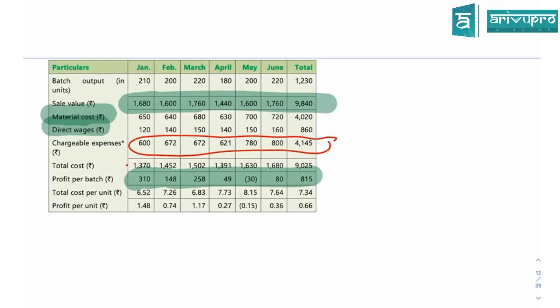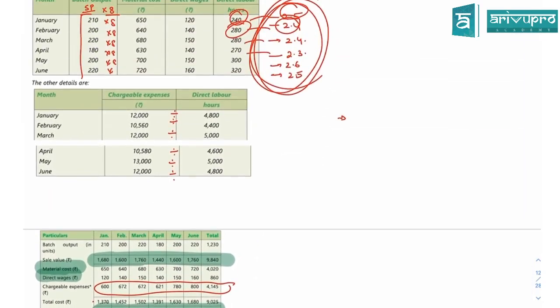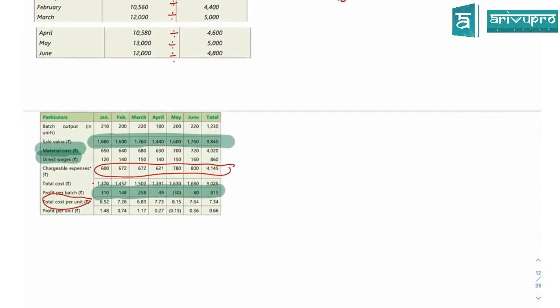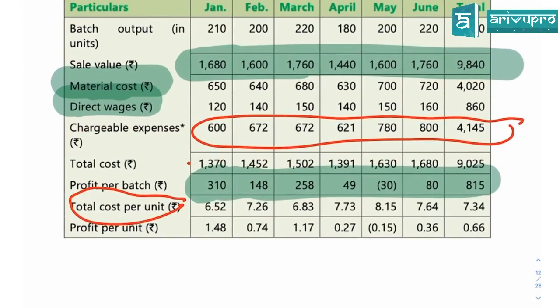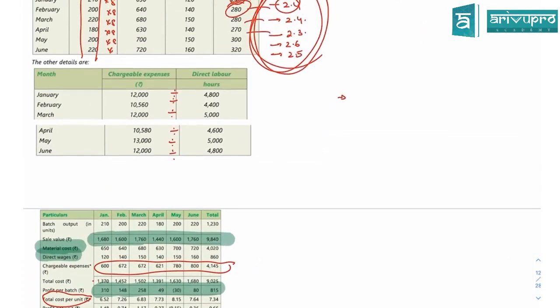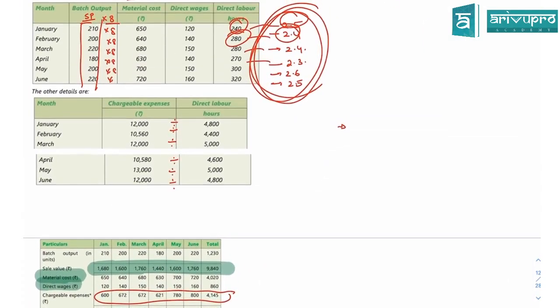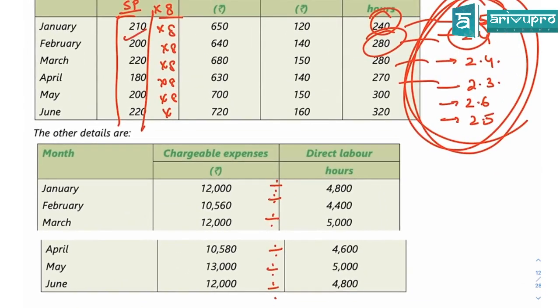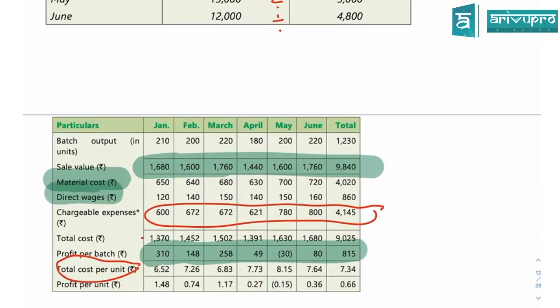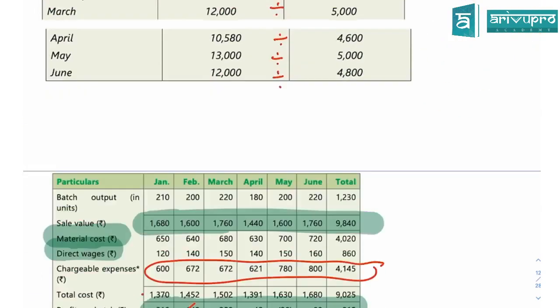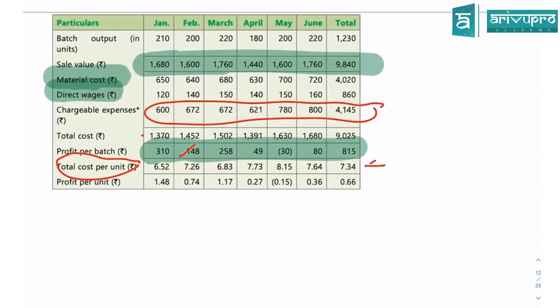Done. Now, once you know what is the profit per batch, can I find profit per unit? Yes. How? Because I know the number of units, so divide it with the number of units. So for the first one, it's going to be 310 divided by 210. For the second one, it will be 148 divided by 200. Like this, you will find out the profit per unit. Is everyone clear?